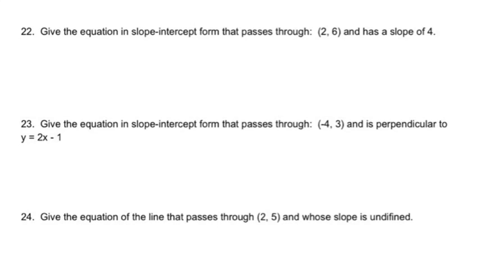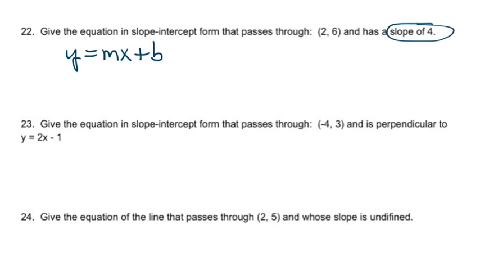Alright, here we are, number 22. Give the equation in slope-intercept form of the line that passes through, and they give... Alright, so we have to find the equation of a line in slope-intercept form here. What you need to remember is that equations of lines, one of their forms is y equals mx plus b. M is our slope, and b is where it crosses the y-axis, the y-intercept.